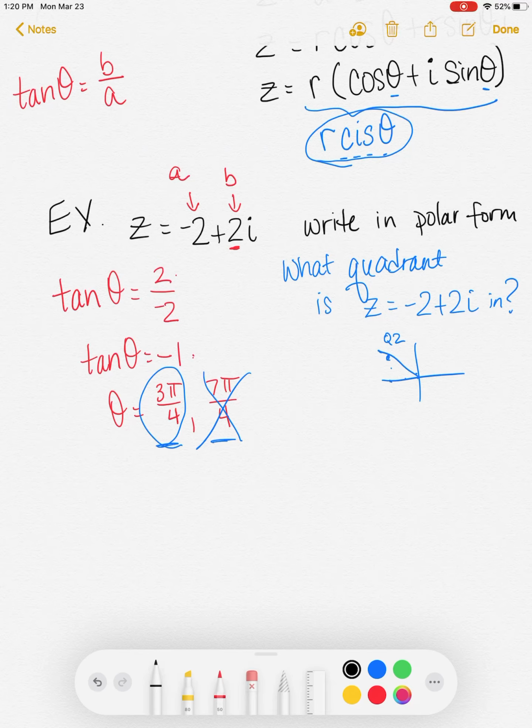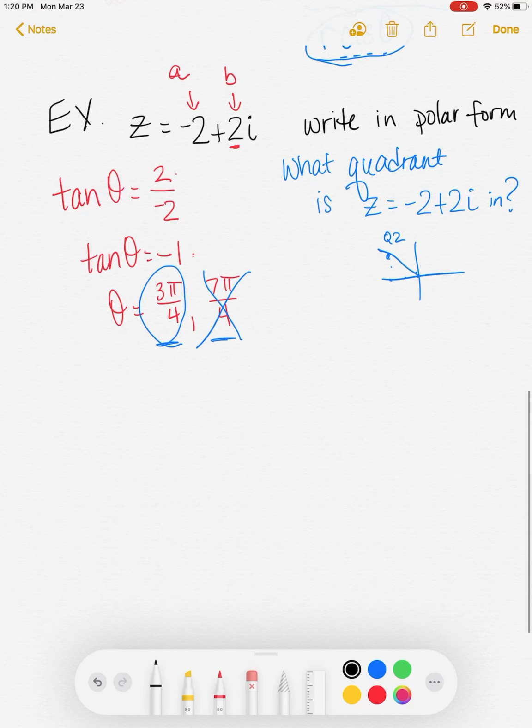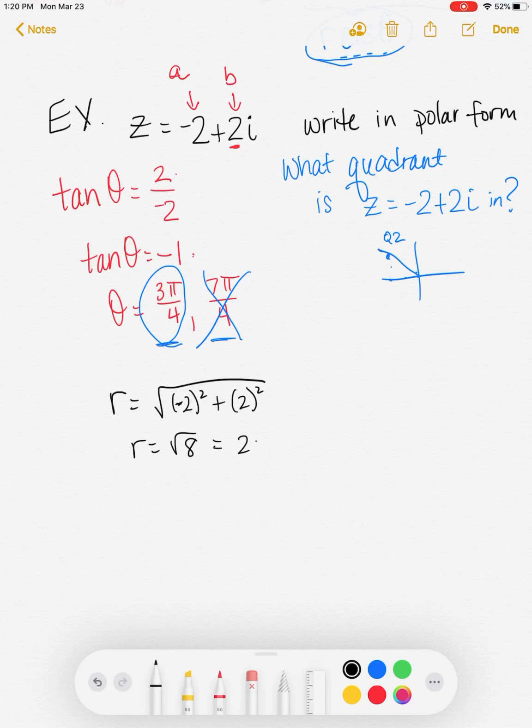The other thing I need is my r. That's probably the easier one because r is equal to the square root of a squared plus b squared. So a squared plus b squared. Please make sure that you square that negative. It will change things if you don't. So that gives me 4 plus 4 will be 8. So the square root of 8, which breaks down to 2 square roots of 2.